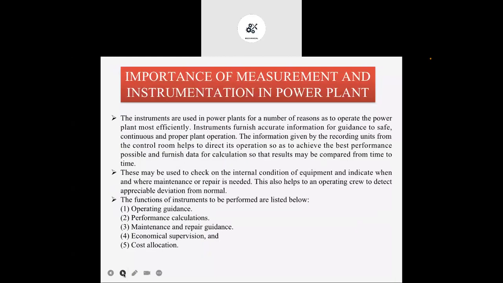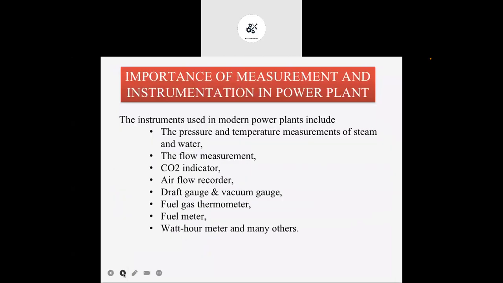From the first one, we saw the importance of measurement and instrumentation in the power plant: to find out the performance, the operating guidance, the maintenance and repair guidance, for economical supervision and cost allocation.